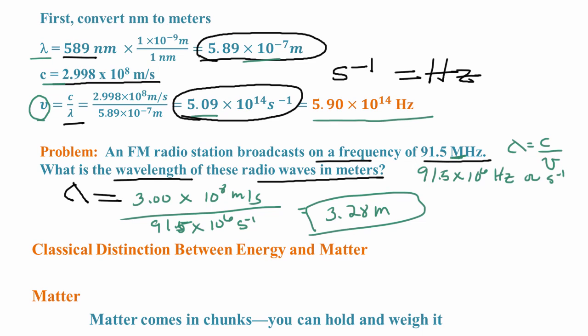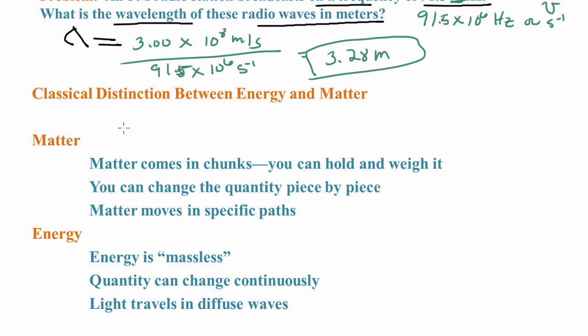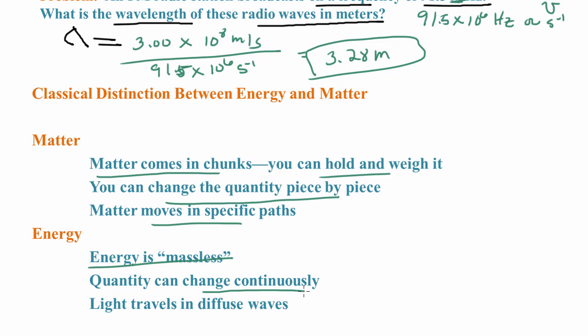Let's go ahead and talk about the classical distinction between energy and matter. Basically, matter, we know it comes in chunks. We can hold it, we can weigh it, we can change the quantity piece by piece. And we know that matter moves in specific paths. Energy, on the other hand, according to classical theory, was massless. Quantity can change continuously, and also light would travel in diffuse waves.